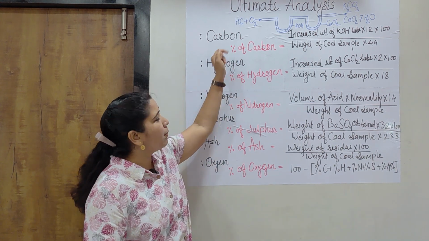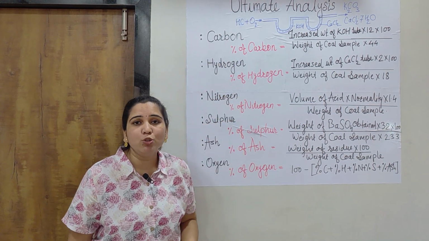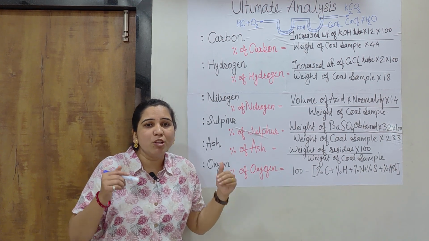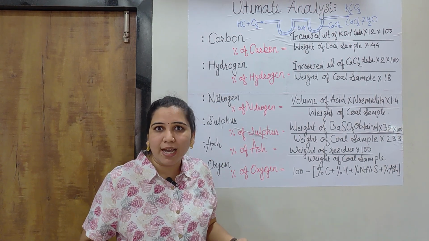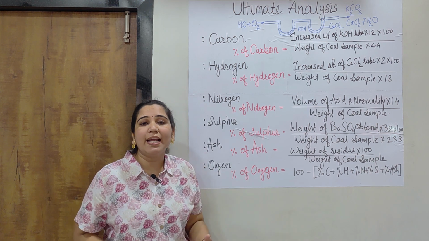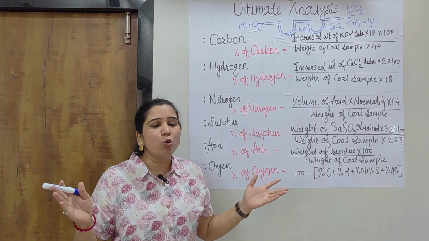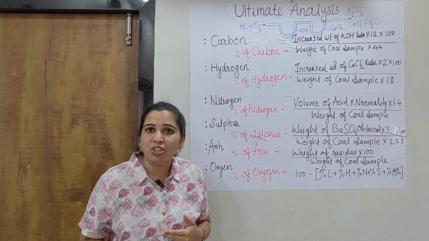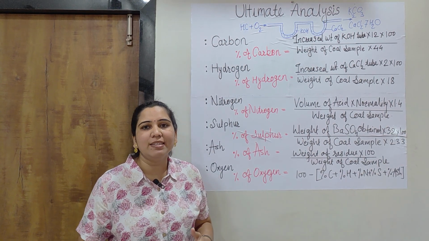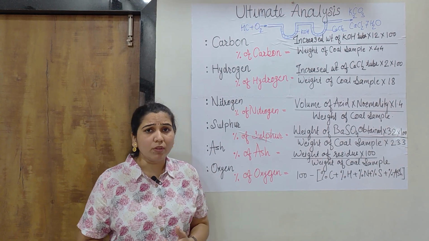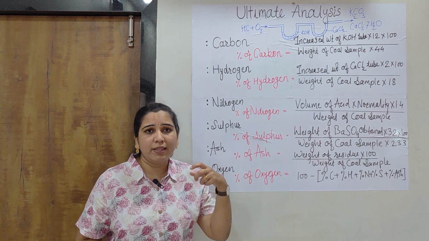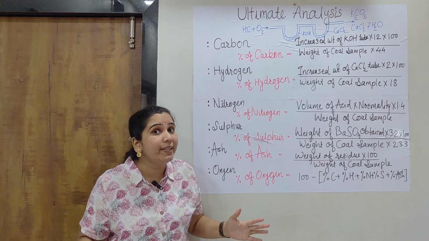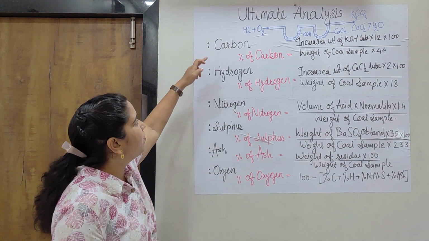Firstly, carbon and hydrogen can be determined simultaneously. It is because when carbon reacts, it forms carbon dioxide, and when hydrogen reacts, it forms water vapor. There is no mixing or reaction of these two products with each other. That's why the process can be carried out simultaneously, but they can be calculated separately. So with this we will start.